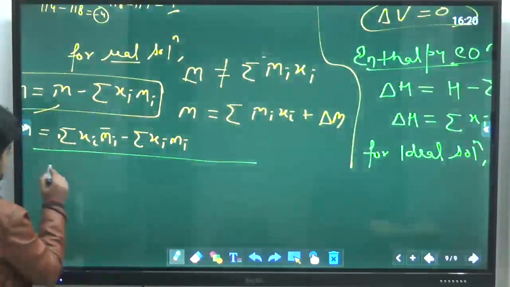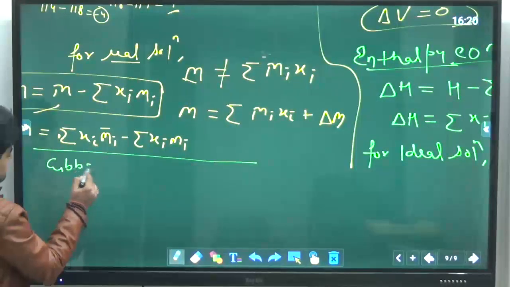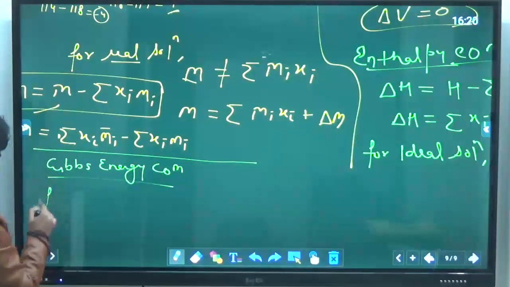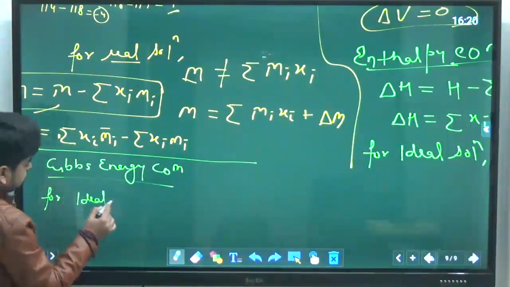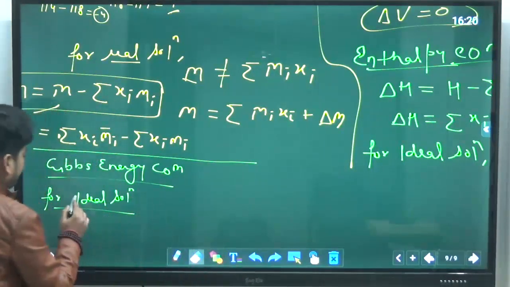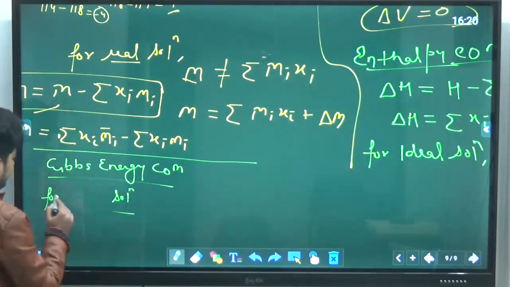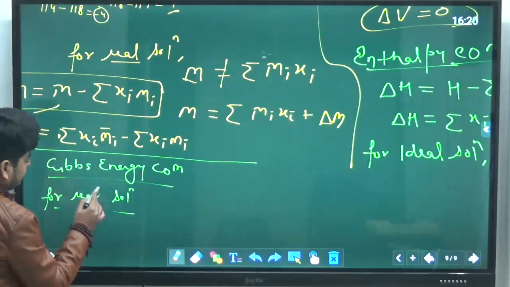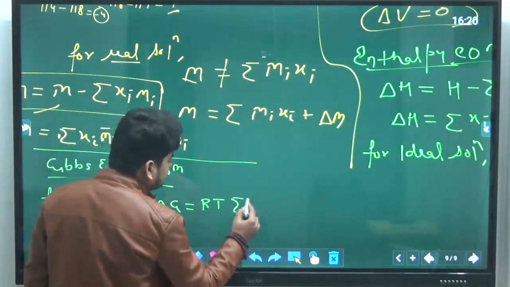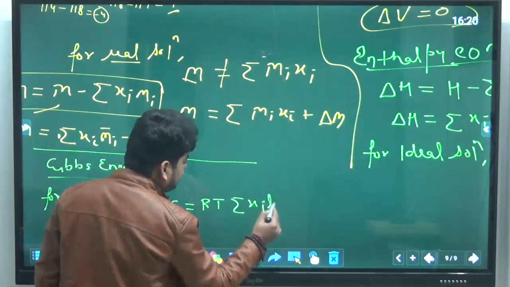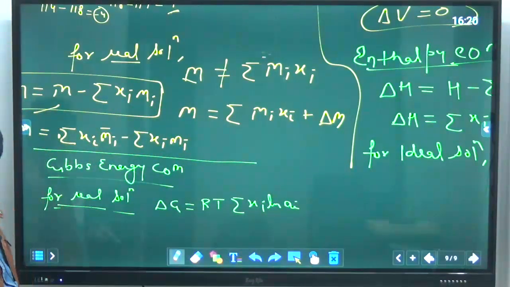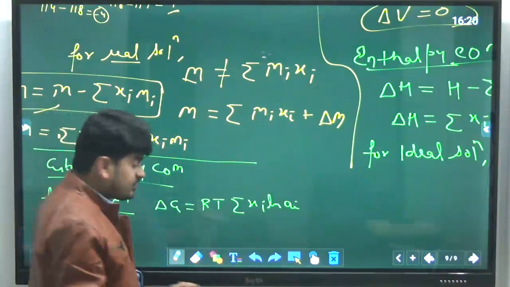And if I talk about similarly for Gibbs energy, Gibbs energy change of mixing. So for ideal solution, that will be, or I should say in general, for any real solution, delta G is summation of RT times... okay, this is the Gibbs energy change of mixing.